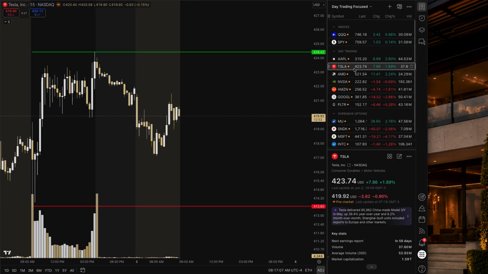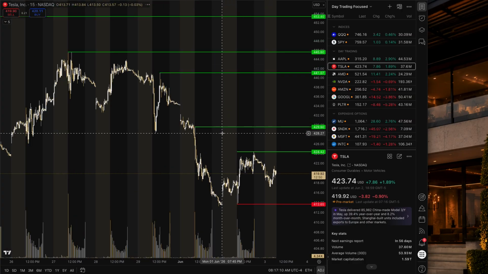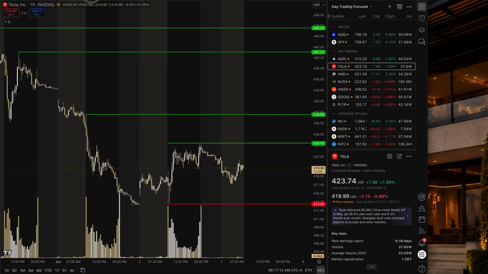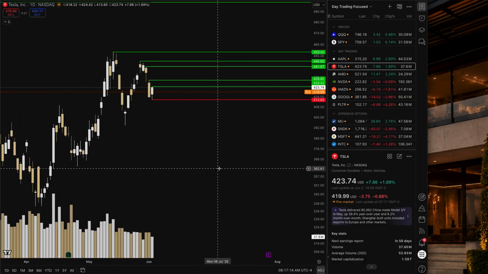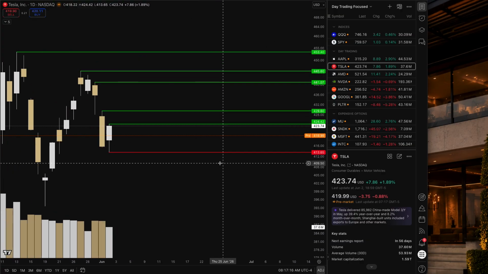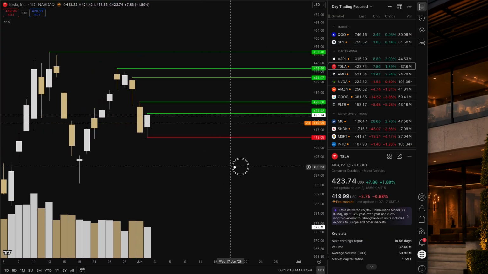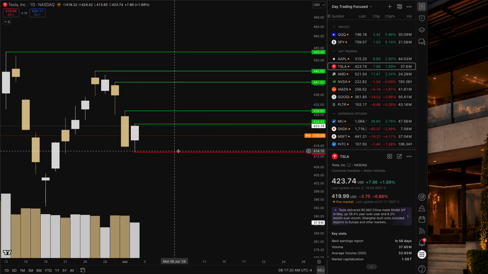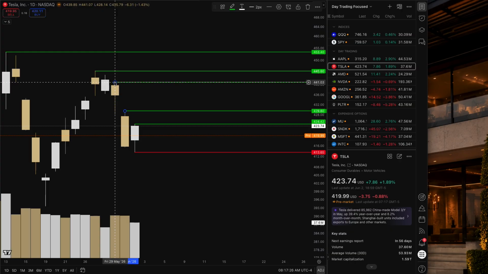Let's go on Tesla. If you see on the daily chart, the momentum has slowed down now on Tesla. But it's the same thing. We have marked previous day high and previous day low. Previous day high I have marked here. These are the key levels now.